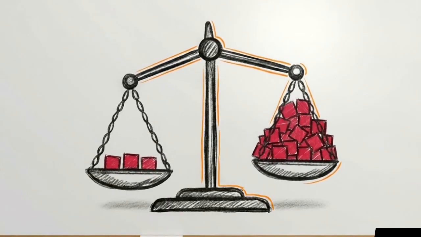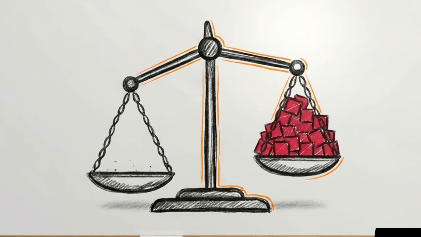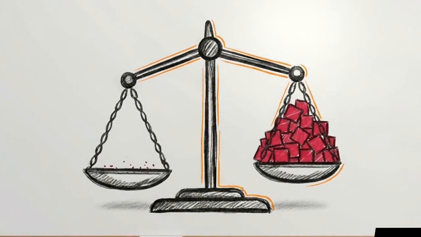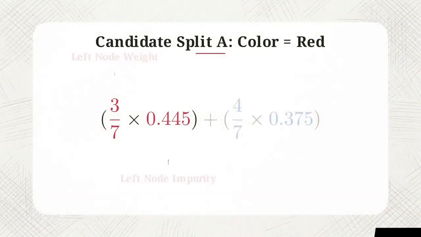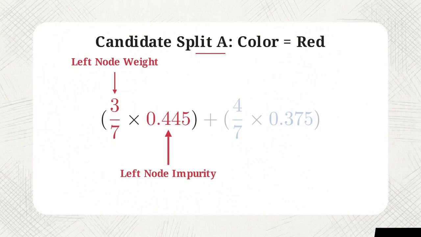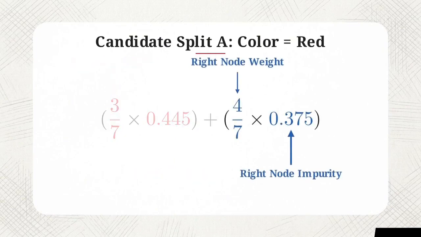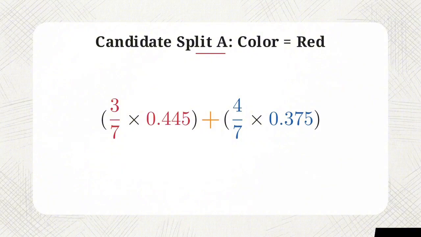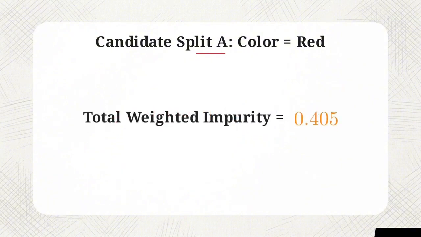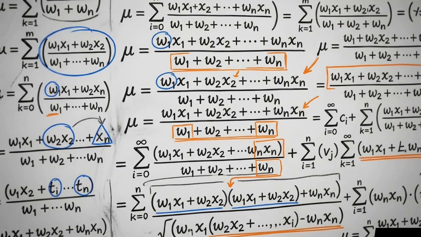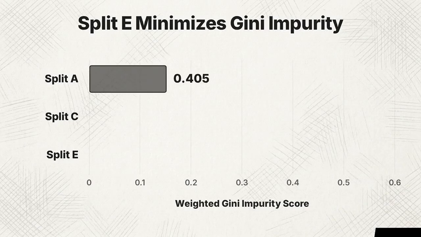Instead, the algorithm calculates a weighted average, scaling each node's impurity by the fraction of the total dataset it contains. We multiply the left node's impurity by 3/7, its proportion of the total fruit. Then we multiply the right node's impurity by its larger share, 4/7 of the dataset. Adding these together gives a total weighted impurity for split A of 0.405. The algorithm performs this exact calculation for all 9 candidate splits we identified earlier.